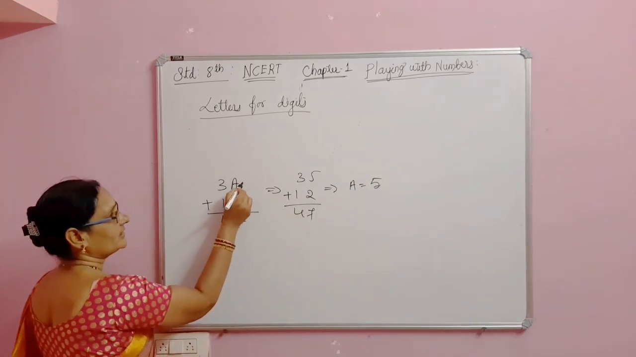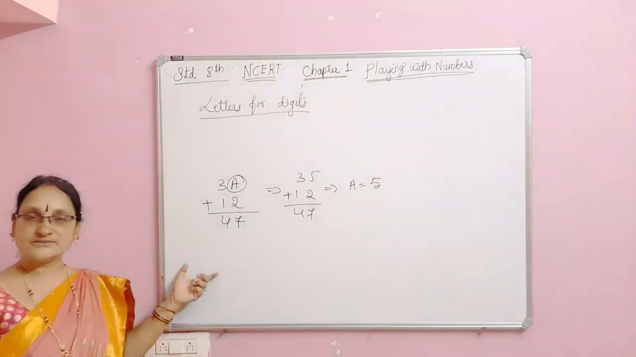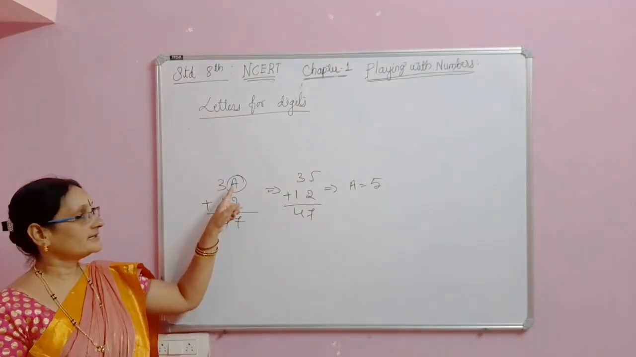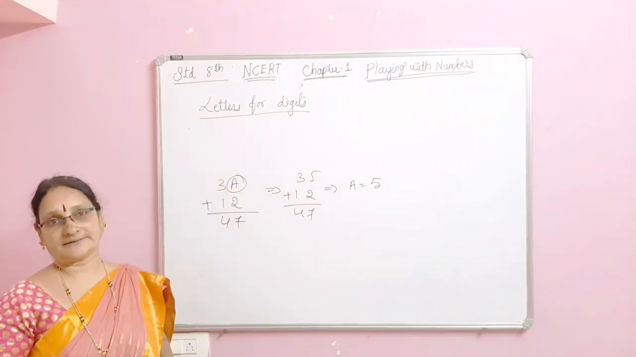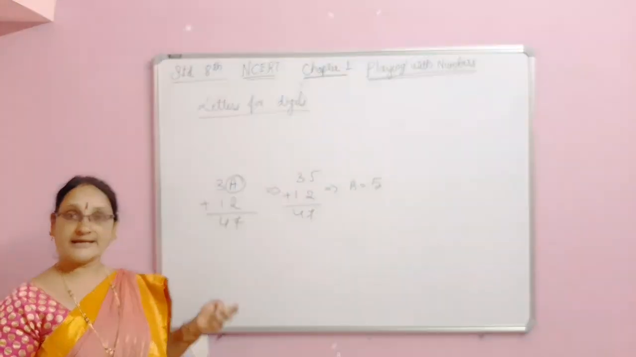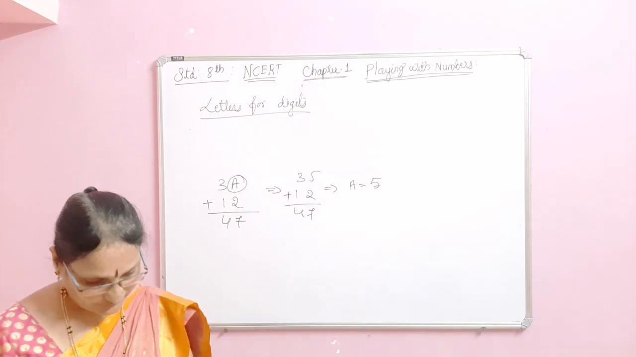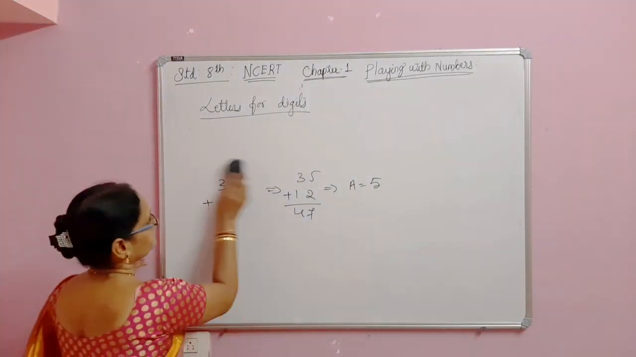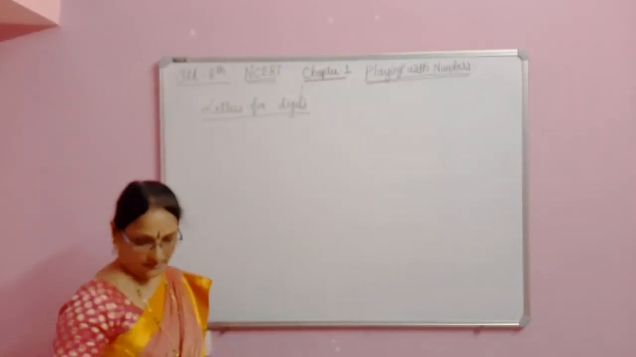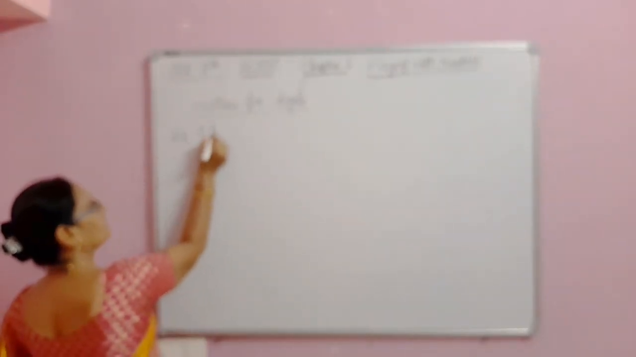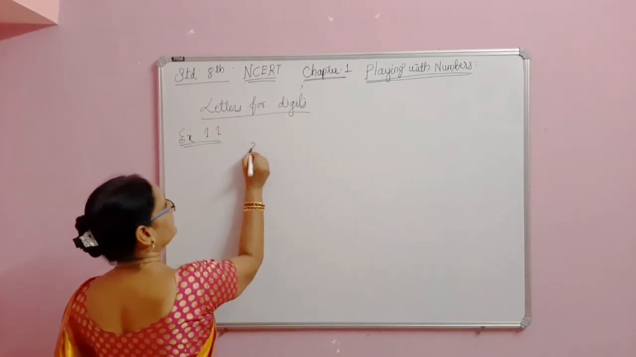Now we found the value of A. This is letters and digits: we found the digit for the given letter. We can find this either by addition or even by multiplication. Now we will see one example from exercise 1.1.